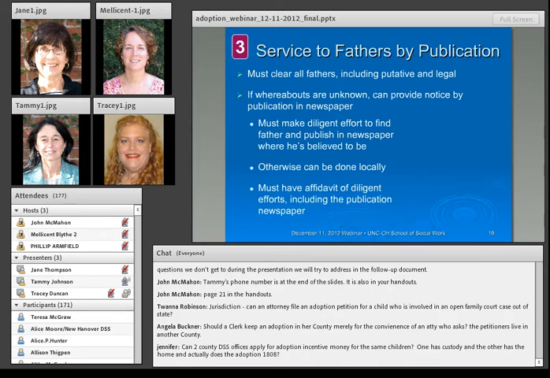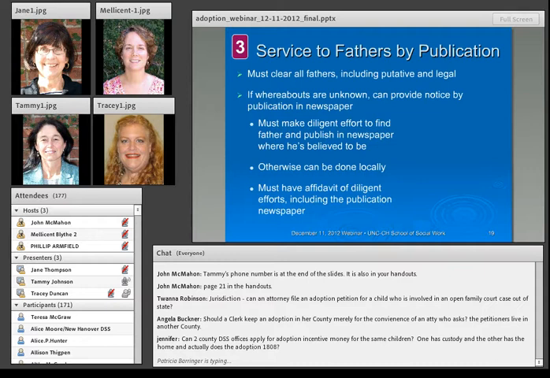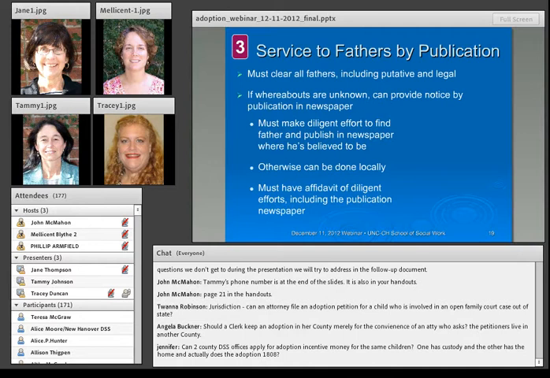But please remember, we must clear all named fathers, including putative, any kind of birth father, legal father. Legal fathers, even a child born within 280 days of a legal separation or divorce is considered a legal father that needs to be cleared.